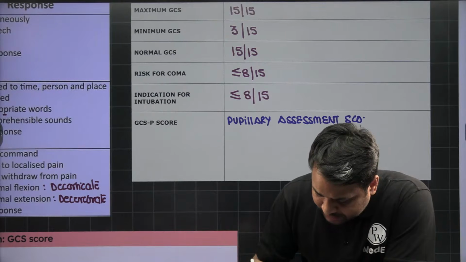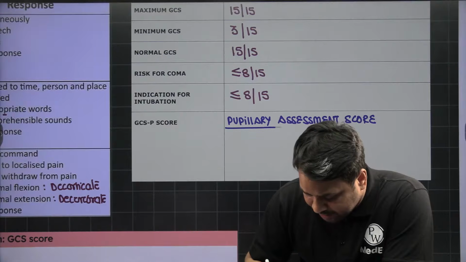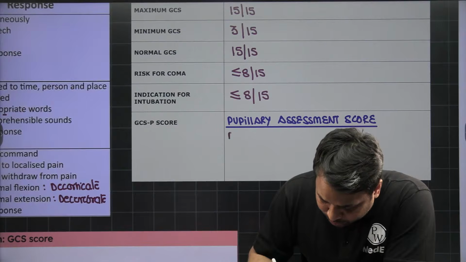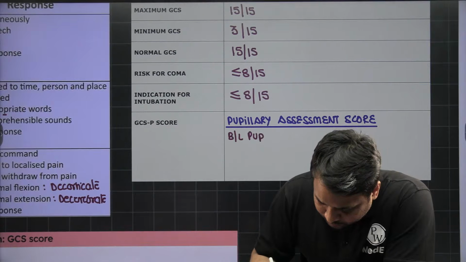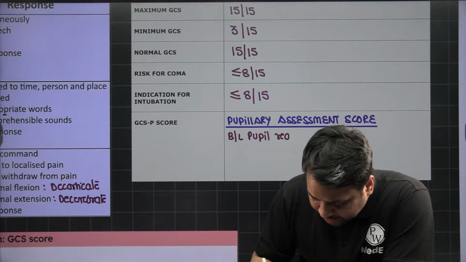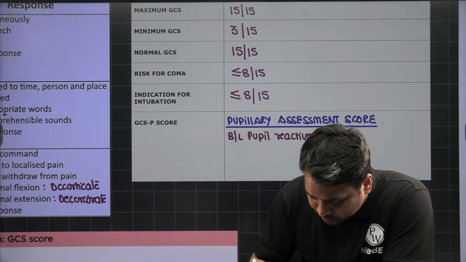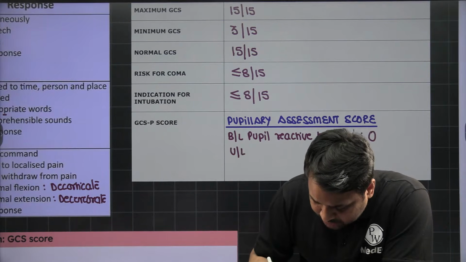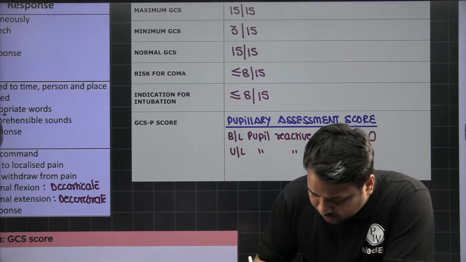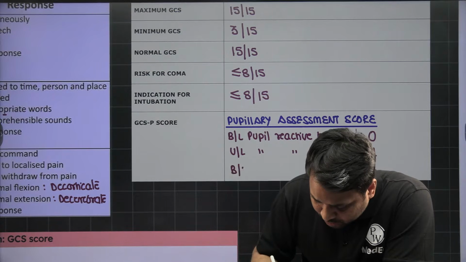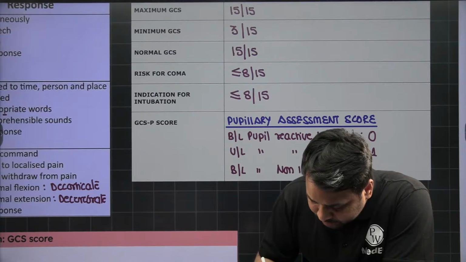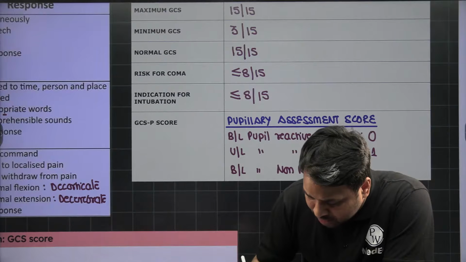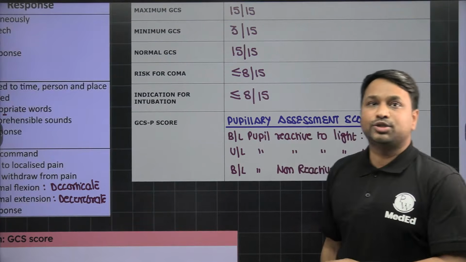A pupillary assessment score. When I say pupillary assessment score, if both pupils are reactive to light, a score of 0 is given. If only a single pupil is reactive to light, a score of -1. If the bilateral pupils are non-reactive to light, a score of -2 is given. A score of -2, right?